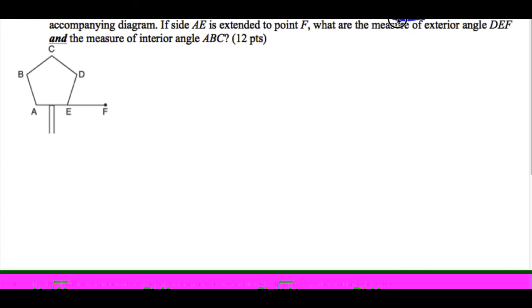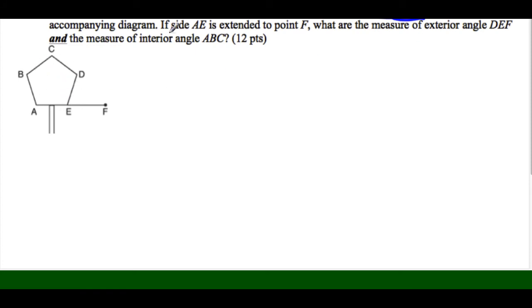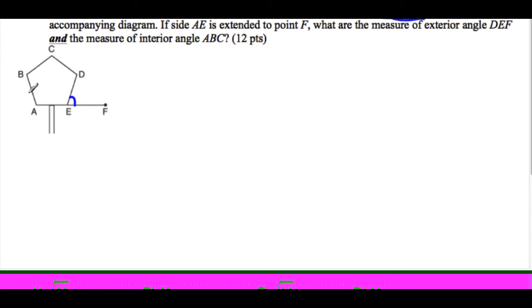That means we have a 5-sided figure here. Regular means all the angles and all the sides are equal. What is the measure of the angle DEF? DEF. How do you find this angle? This is one exterior angle out of the whole thing. Now, how do you find one exterior angle?